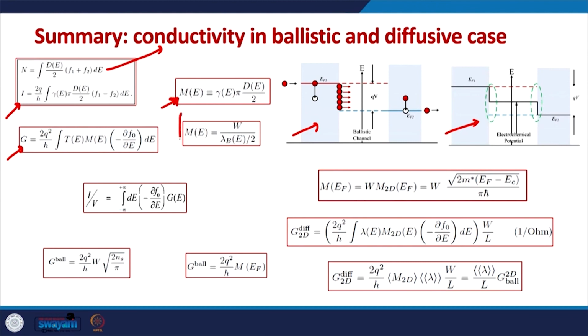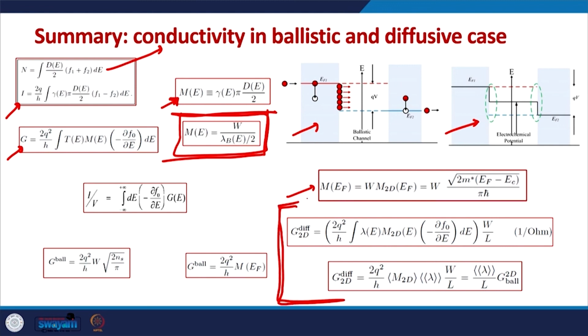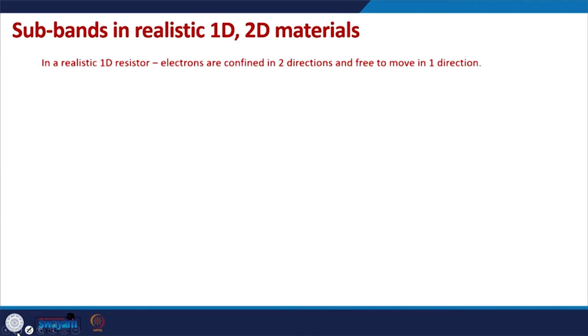We will also correlate the number of pathways to the de Broglie wavelength of the electrons in the channel, and then we will discuss these ideas for practical devices at room temperatures, and we will do real calculations of resistance and conductance. Okay. So, all this is what we are going to do.